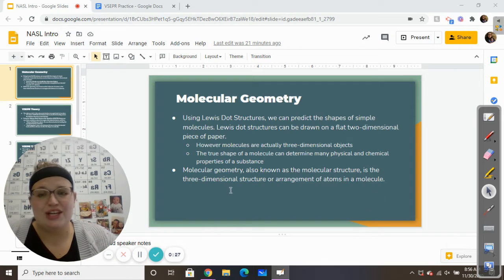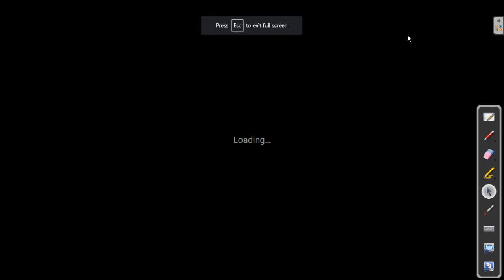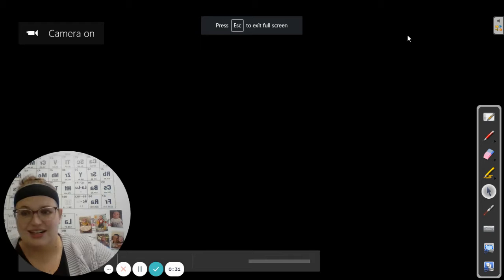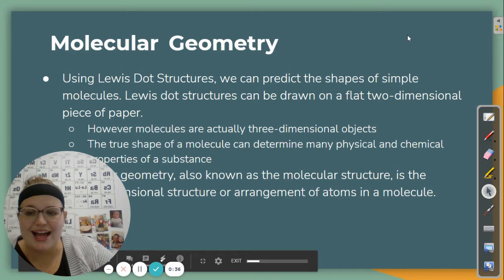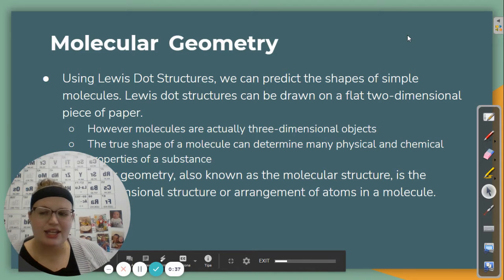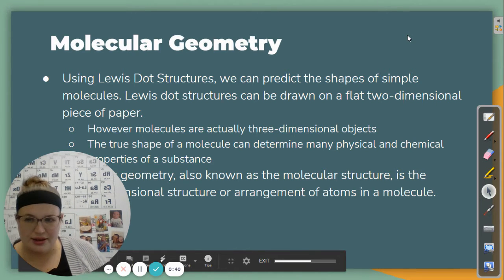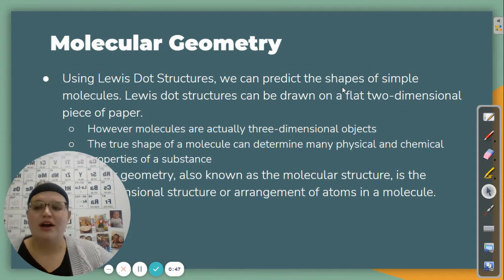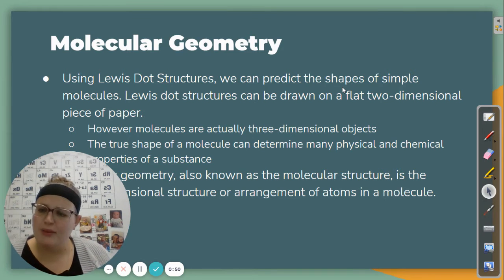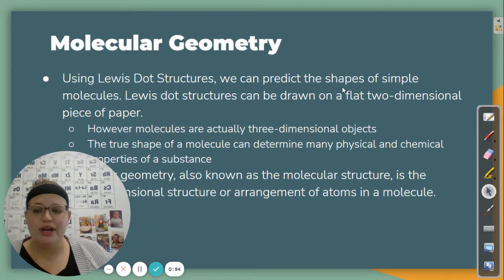So let's talk about molecular geometry. Molecular geometry refers to the fact that molecules are actually 3D and not two-dimensional as they're drawn on paper with Lewis dot structures. Lewis dot structures are basically just ways that we draw atomic models of different molecules and compounds, showing the number of lone pairs and bonds they have. They give you a general idea of what the molecule should look like.